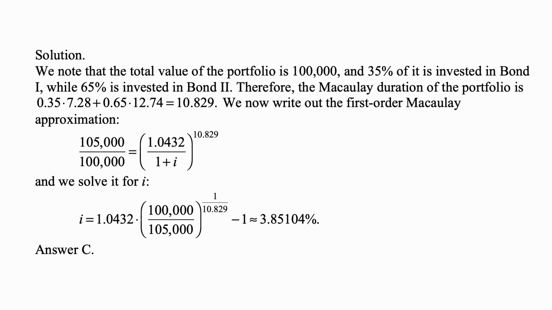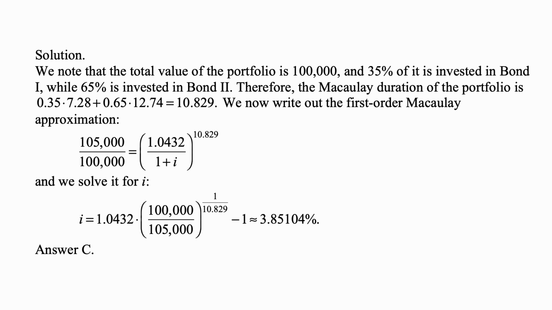So if you wrote 1 plus I over 1 plus the interest rate corresponding to 100,000, which is 1.0432, then you would be taking this fraction to the power of minus the Macaulay duration. Now, since I have it flipped, I'm taking it to the power 10.829. And the only reason why it's more convenient like this, flipped, is so that I can solve it faster, since we need to solve it for the interest rate I.